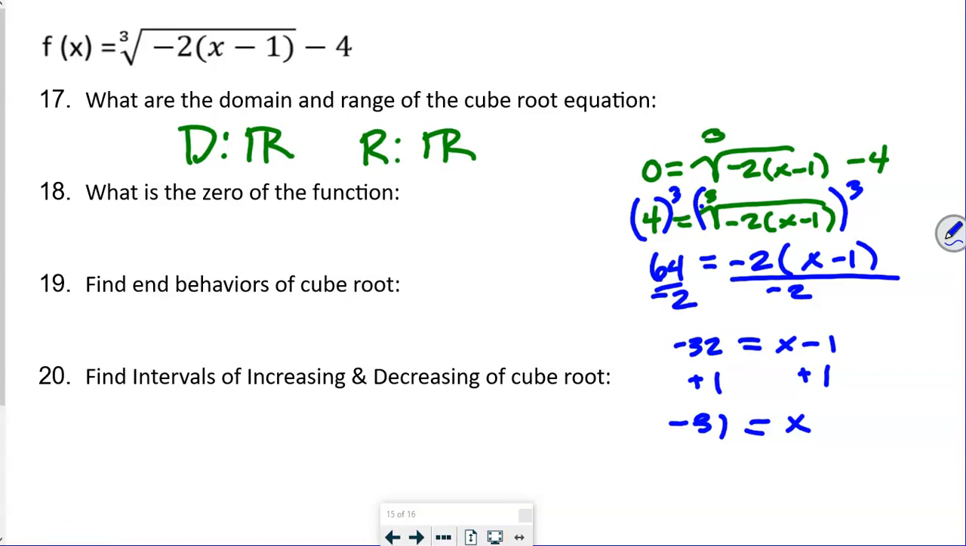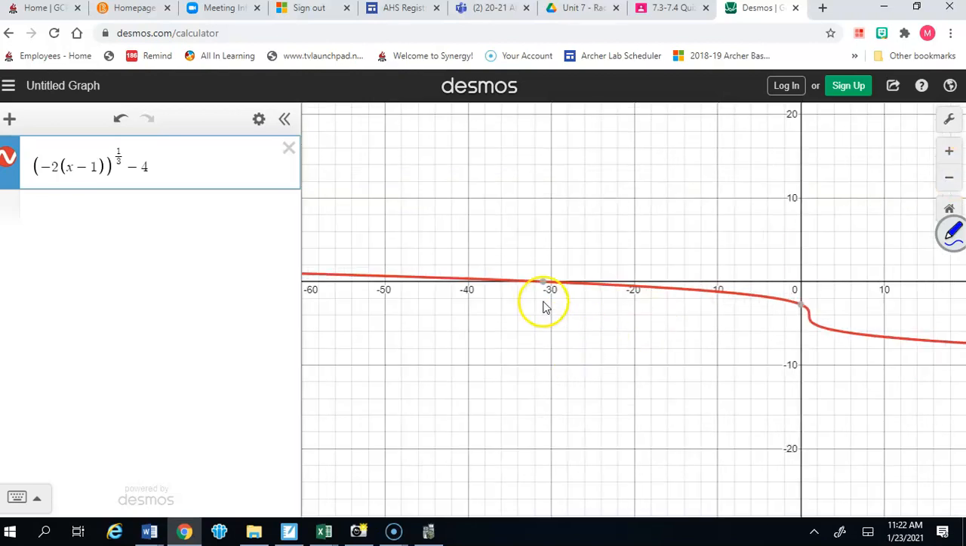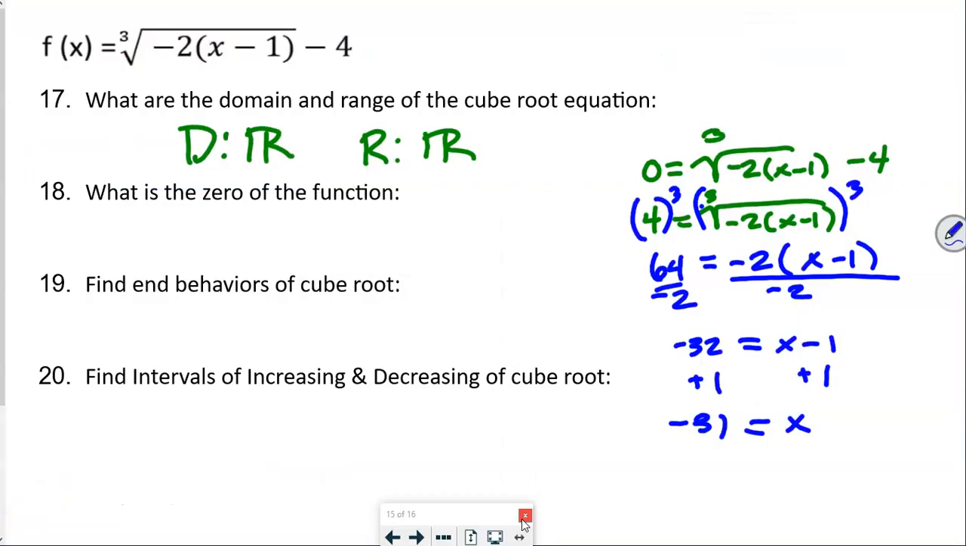And we're going to look at the graph and see if that's true. Sometimes you guys are going to have to really scroll out some to see these. Okay, so there's the graph, and you can see where it intersects right there. Yes, at -31. So that was correct. So the zero of the function is x is equal to -31.